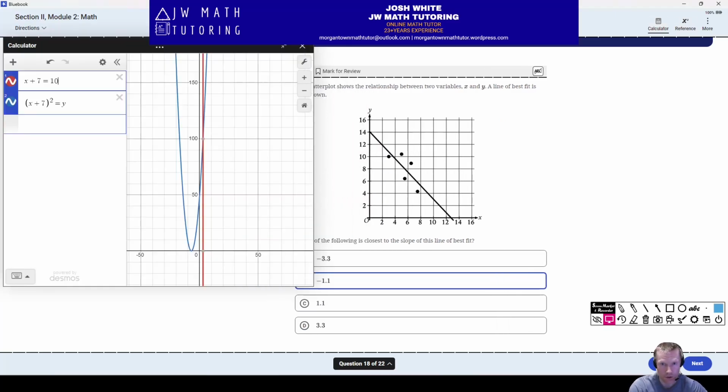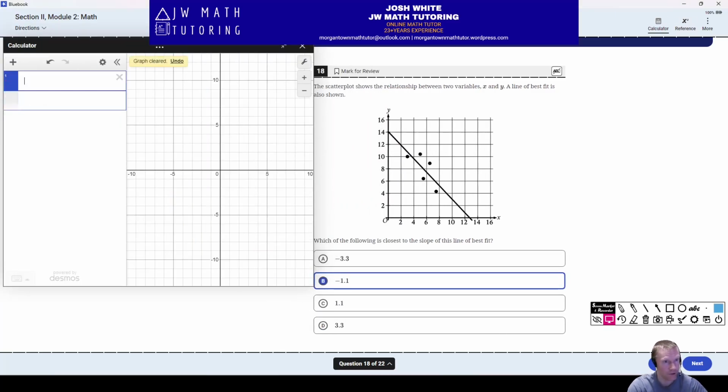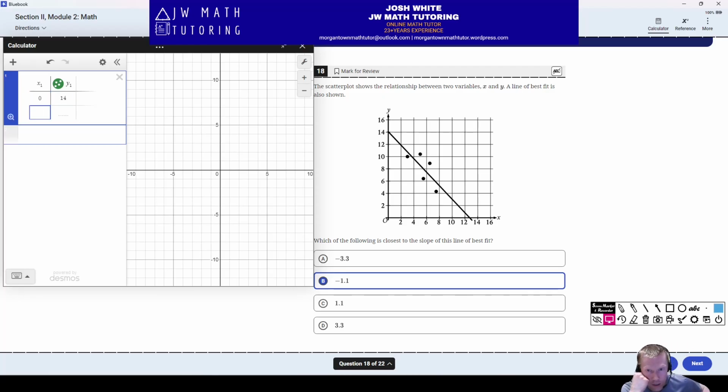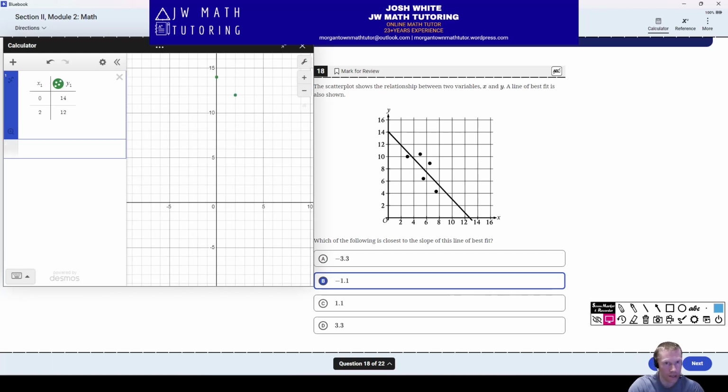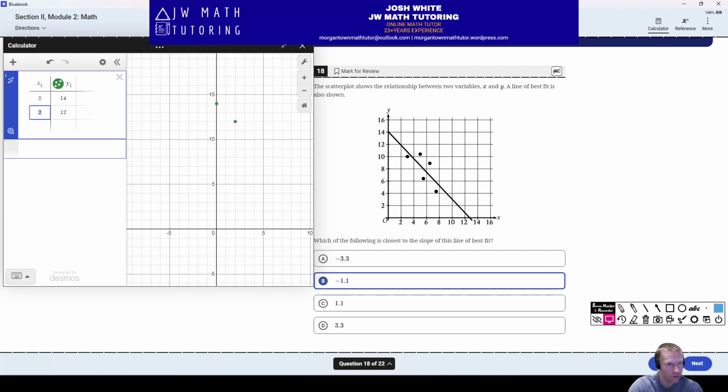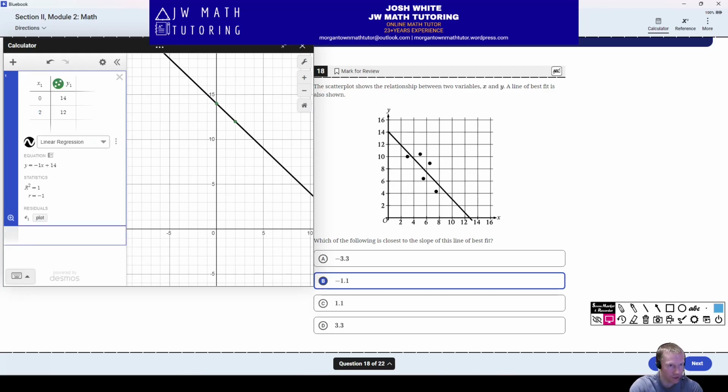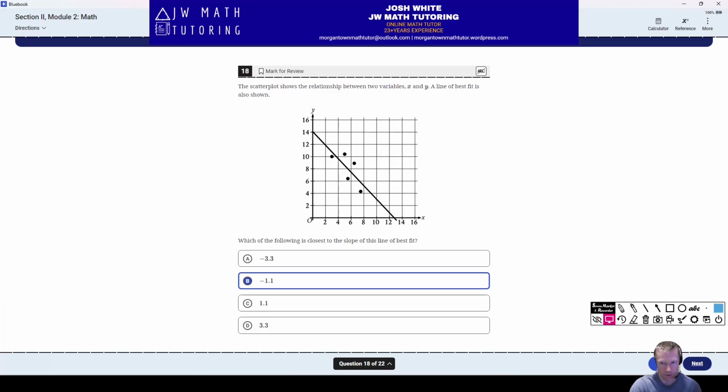Now you could also, again, just go to Desmos. You could pick 2 points on the line. So I'm just going to pick the same, 0, 14. And then what else did I pick? You could also pick 4, 10, which looks pretty close to the line, but let's say maybe you want to do the same 2, 12 that I did before. Okay, so there's my 2 points. Now I can click on this button to do a regression. Okay, what is the slope that it gives me? Well, right here, it's -1. And again, -1.1 is closest to that. So just confirmed, correct answer is B.